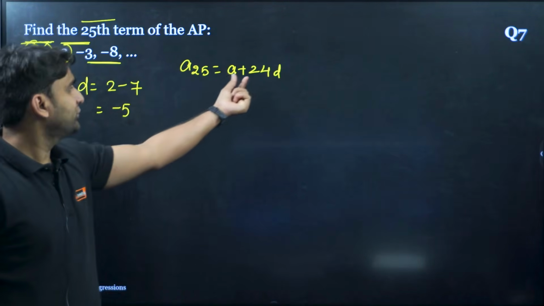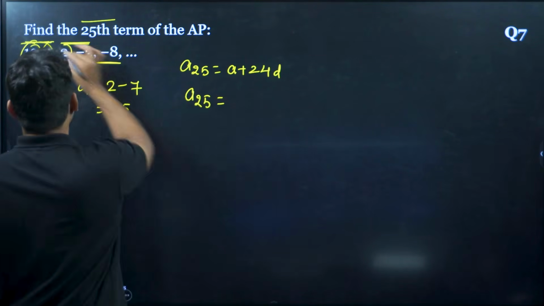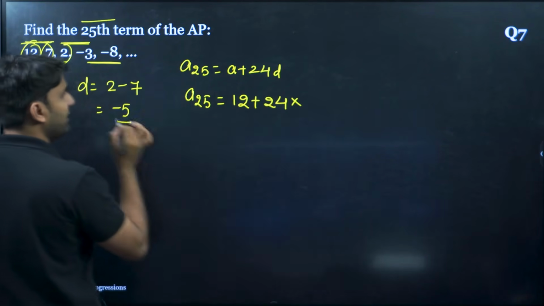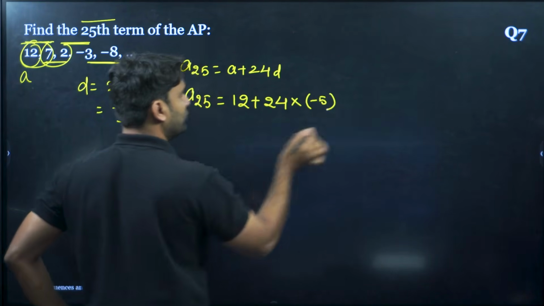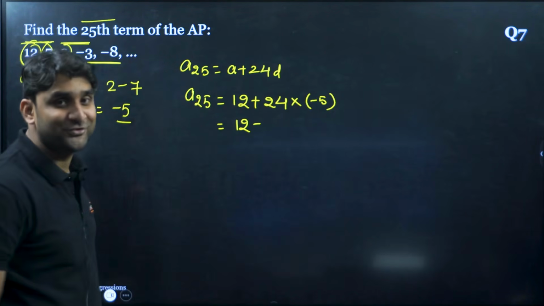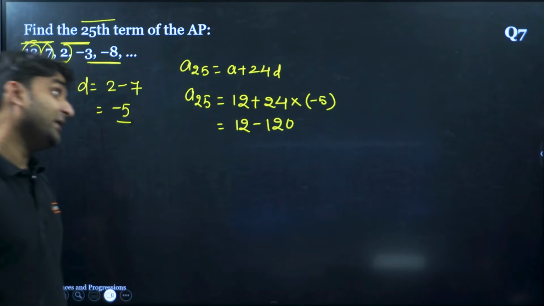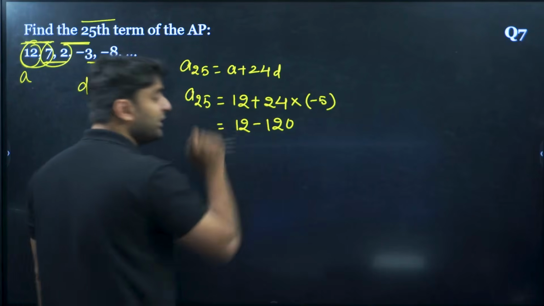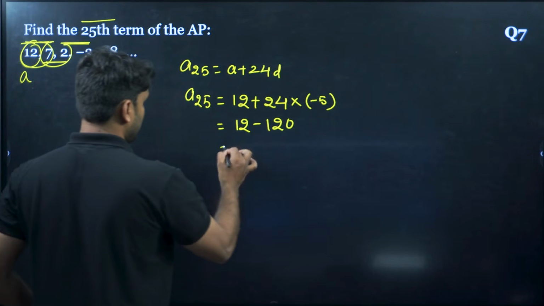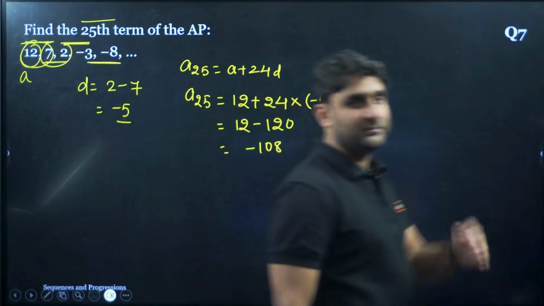For the 25th term, D should be 24. So for the 25th term, A is what? A we have 12, plus 24 times D. D is what? D we have minus 5. Now solve this. Basic calculation. 25 times 5 is 120. Everyone knows this. 5 times 4 is 20, 0 carry 2, 5 times 2 is 10 plus 2 is 12. But it will go in negative form. So 12 minus 120. What will be the result, guys? Minus 108 is the answer. The 25th term will be minus 108.